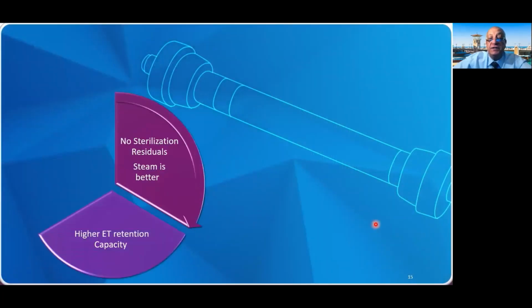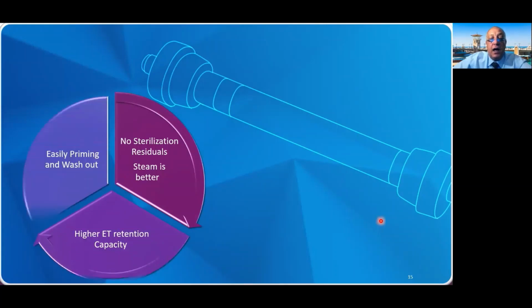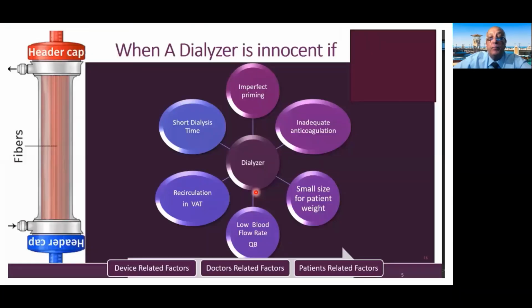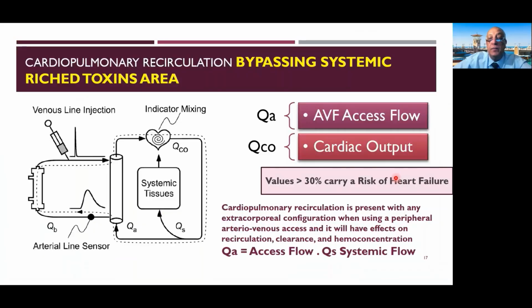There is no sterilization residual, as in steam, which is better than ethylene oxide, and higher pyrogen retention, so no pyrogen transfer from the dialysate, with easy priming and wash out or rinse back. A dialyzer may be innocent when there is imperfect priming, inadequate anticoagulation, small size for patient weight, low blood flow, recirculation in the vascular access type, or short dialysis time.